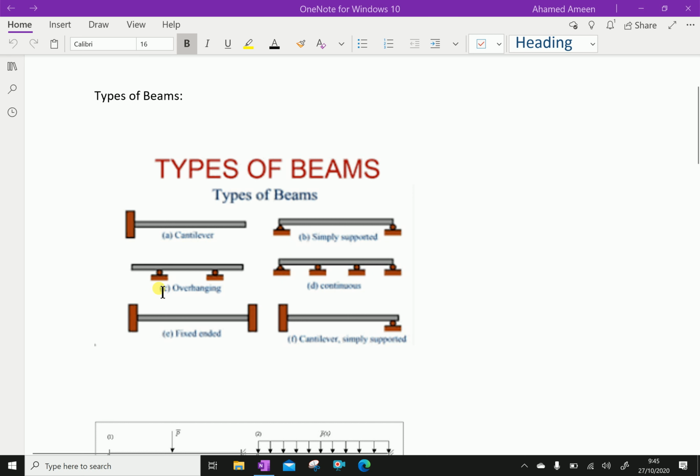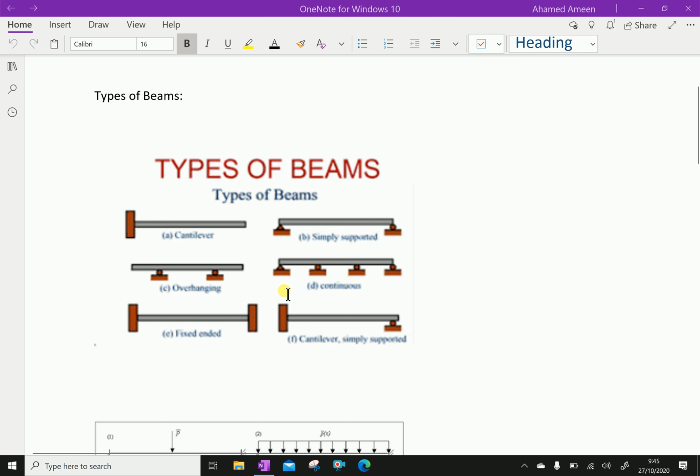Next one, overhang beam. Here it is also a simply supported beam, but the beam length is extended on both sides, left and right, for some length. It's called an overhang beam.